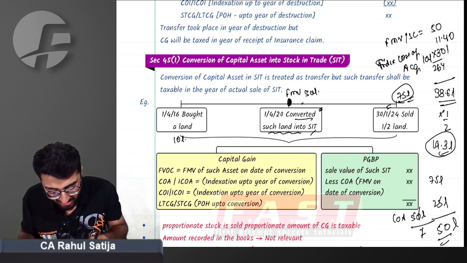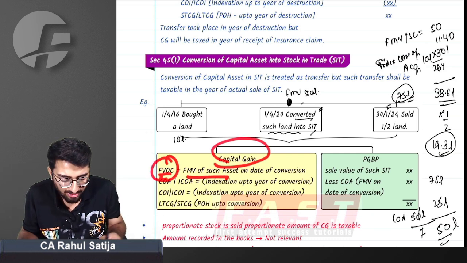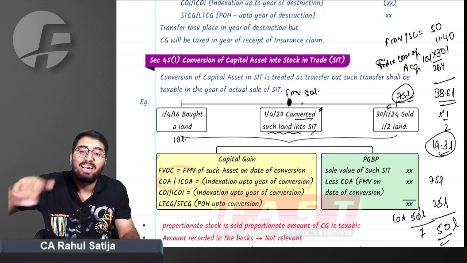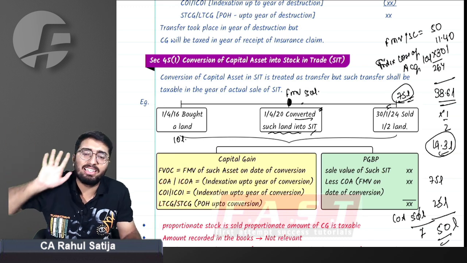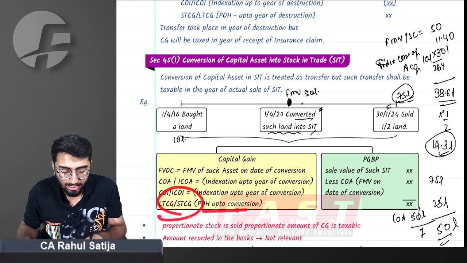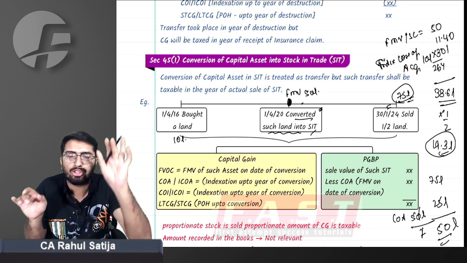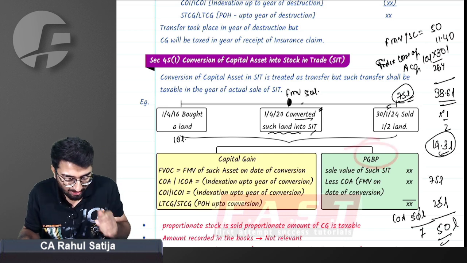This is only written in English. If you see capital gain, full value of consideration will be FMV of such asset on the date of conversion. Index cost of acquisition will be till the year of conversion. Cost of improvement will also be indexed till the year of conversion, and long-term or short-term capital gain will be considered from the date of acquisition till the year of conversion. And PGBP will be taxable in my hand.